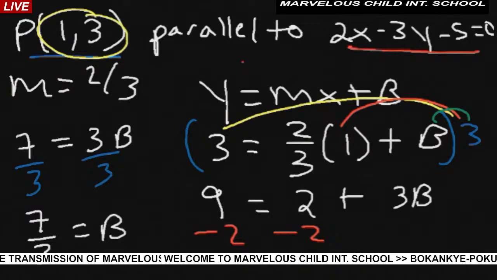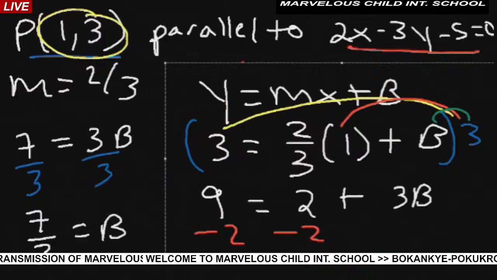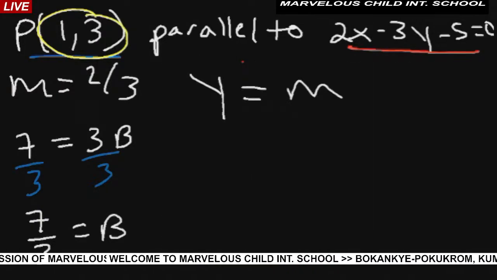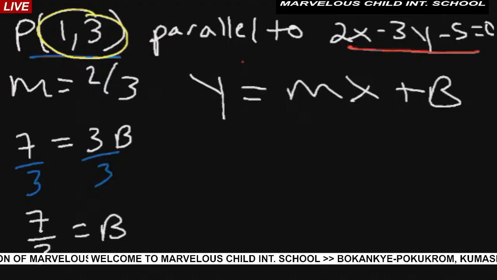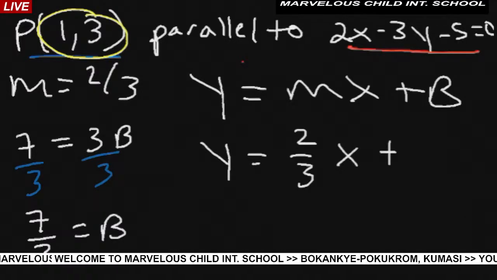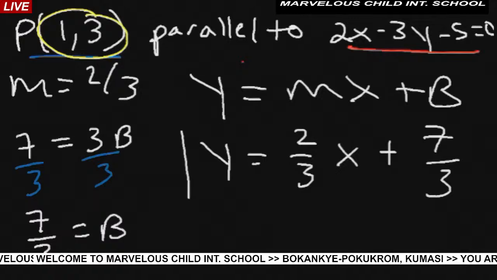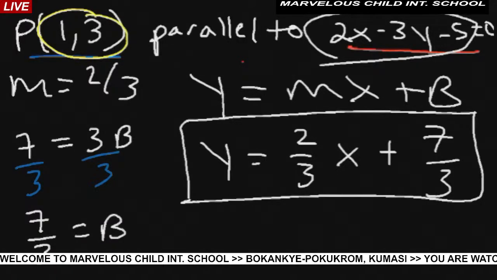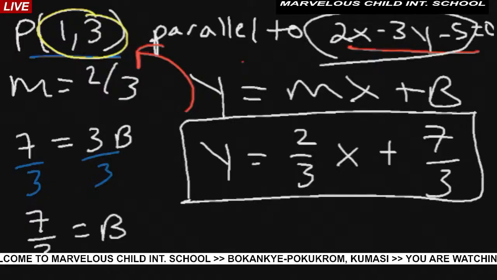So now we can write the equation of the line in slope-intercept form. So y equals mx plus b. All we need to do is replace m and b. So m is 2 over 3 and b is 7 over 3. So this is the equation of the line that is parallel to this line but passes through the point 1, 3.